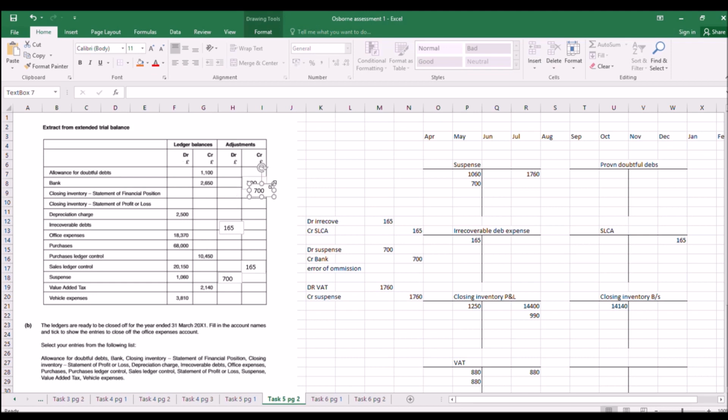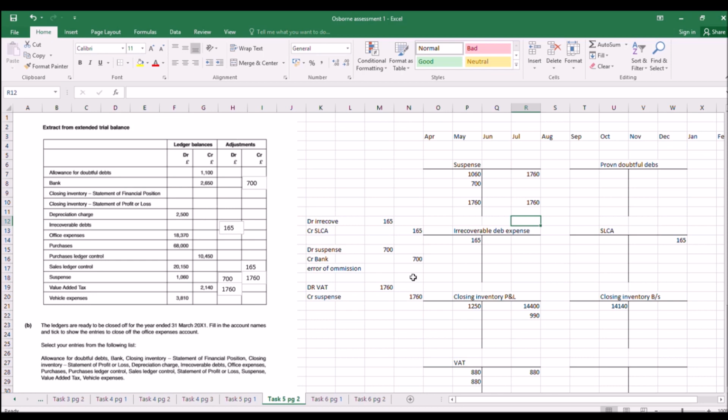and then we're going to go debit the VAT 1760. And credit our suspense account 1760. Now, within these tests as well, you're always going to be able to then just check whether your suspense account now balances, and that tells us that our answer is right. And so we've just put that in, and that is the extracts from our trial balance.